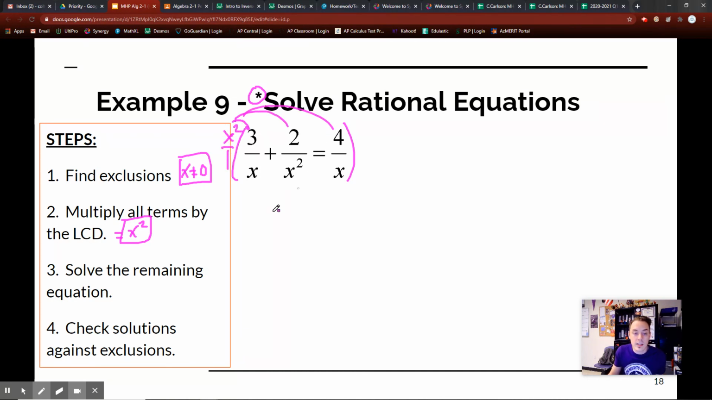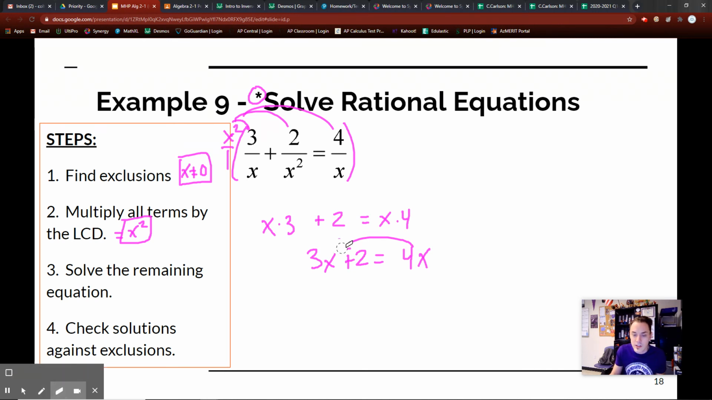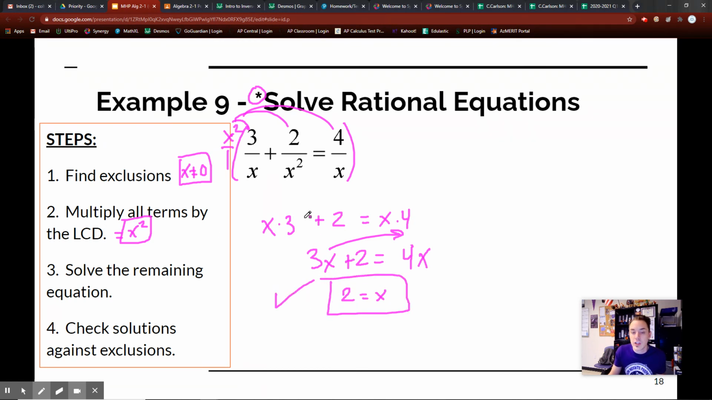When I do that, it's going to look like this. X squared divided by x is just x times 3. X squared divided by x squared is just 1, so it's just 2. X squared divided by x is x, so this is just x times 4. So really I have this, and this is rather easy. I can subtract that. Actually, no, I'm not going to do that. Why would I do that when I could just subtract the 3x over, and so that means I get 2 equals x. So this is rather nice, simple. It's not my exclusion. That one is not scary. In fact, I'm probably going to do a next one, so I'm going to erase.